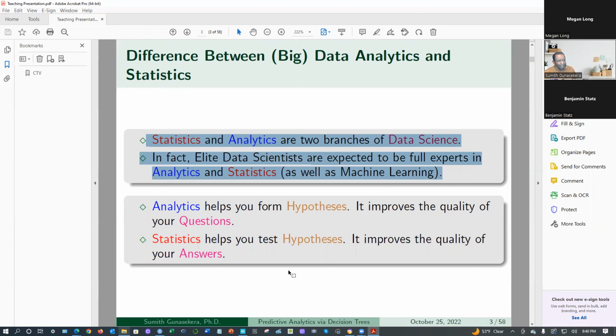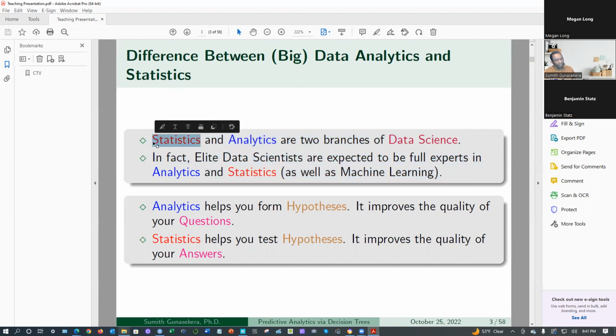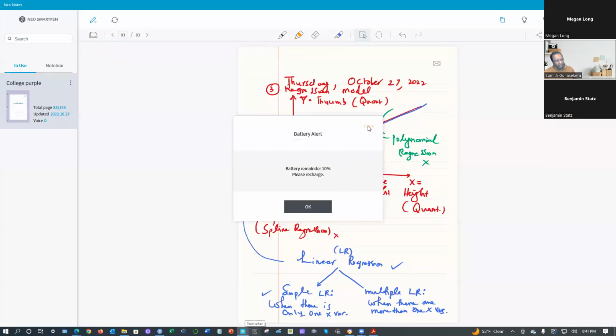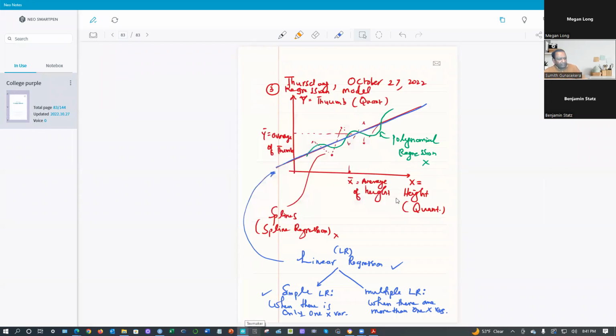See, this is the reason. In order to become elite data scientists, I expect you to be full experts in analytics and statistics. So this part you cannot drop. This is the base. This is the very concrete, solid foundation that you cannot drop. That's why I do a little bit of it. It's not theory. It's not about the theory.